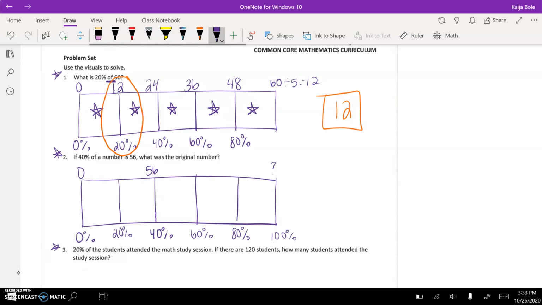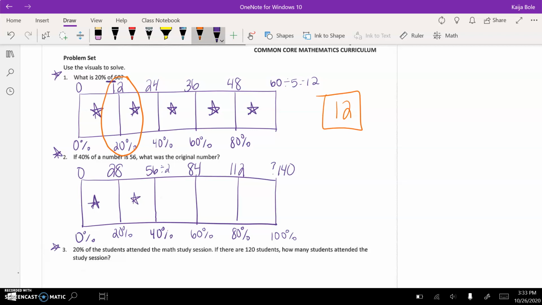So now we got to count how many boxes are behind the 56. So we've got 2 boxes behind the 56. So we're doing 56 divided by 2, which is 28, which means we're counting by 28s across the top. So 56 plus 28 would be 84. 84 plus 28 is 112. And 112 plus 28 would be 140.